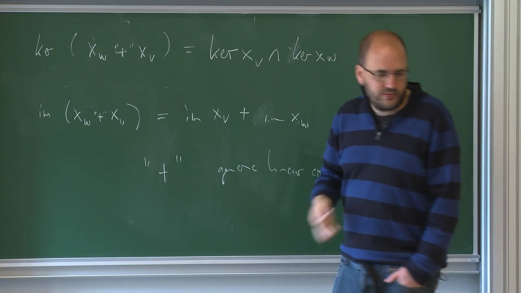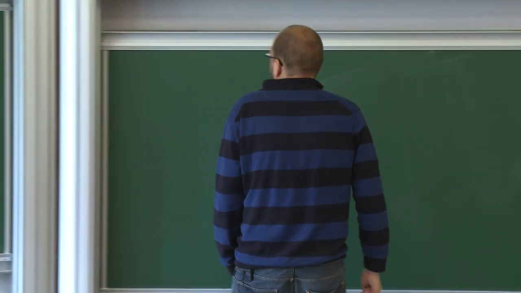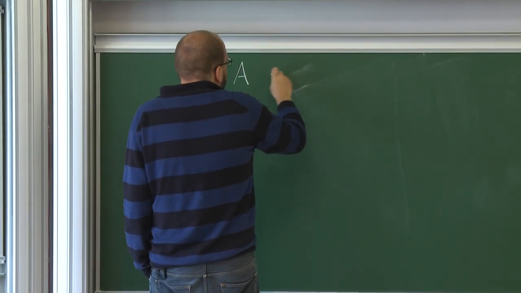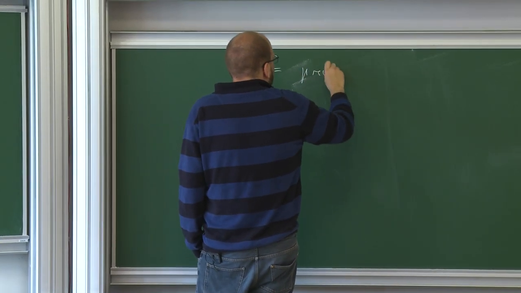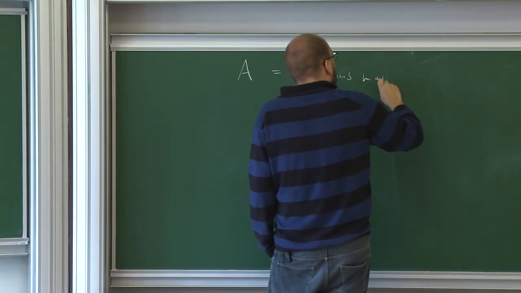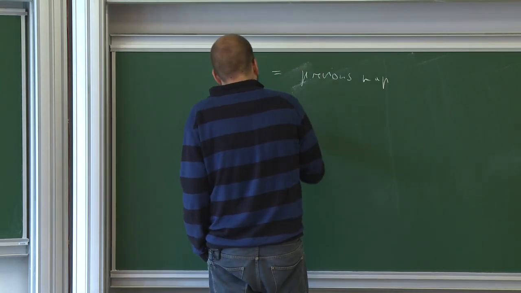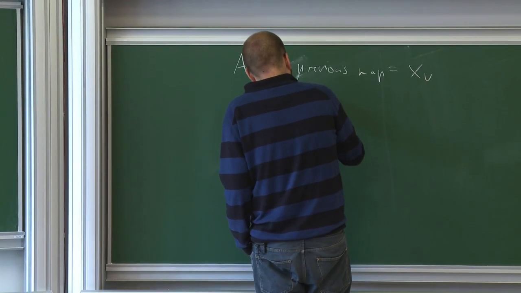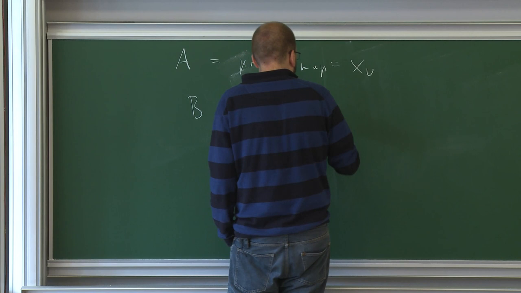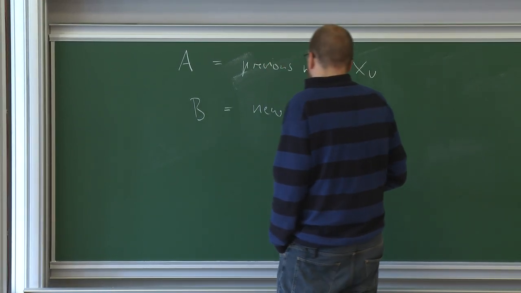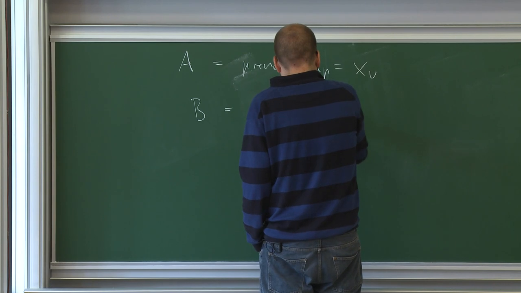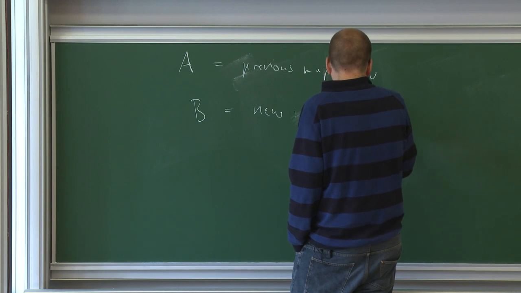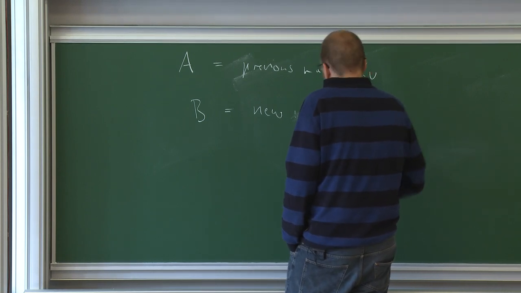So let's say we want to prove this, all right? So what do we do? A is the previous map, all right? And B is the new map. So in this case, the previous map is xv, and the new map, or somehow the new component, the perturbing component, or whatever you want to call it, is in this case xw.